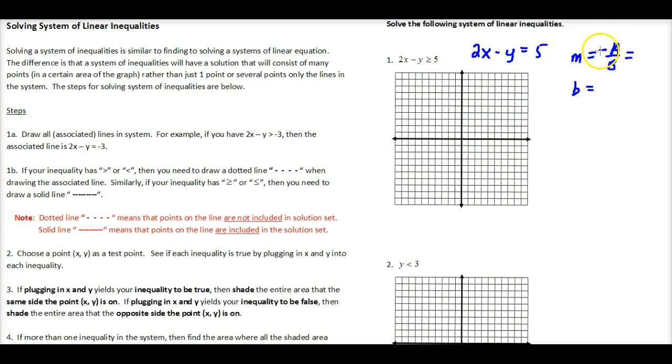So if we do minus A, which is 2, divided by -1, our answer is 2. Okay. Now for our y-intercept, we know that that's going to be C divided by B. And so C divided by B, if we do that, it is 5 divided by -1, which gives us a -5.